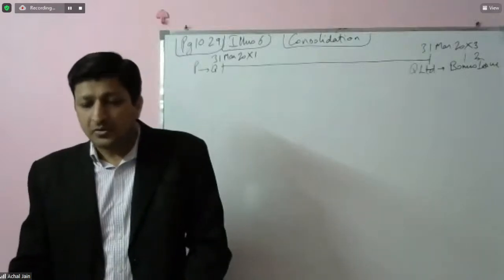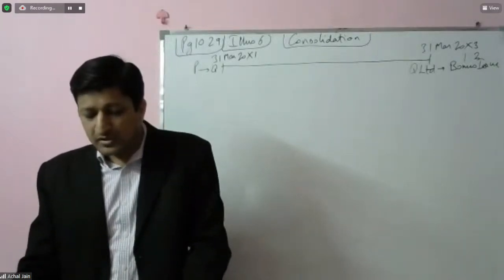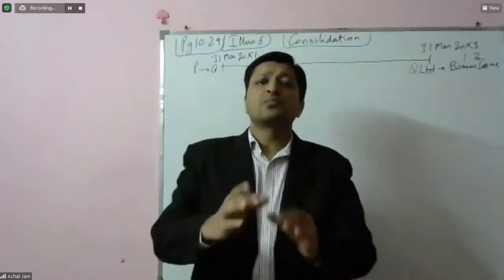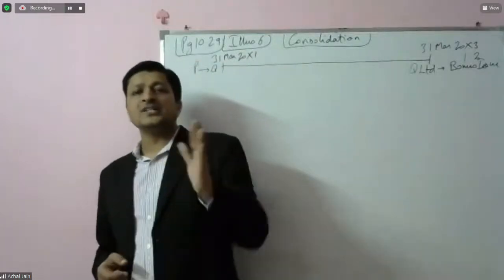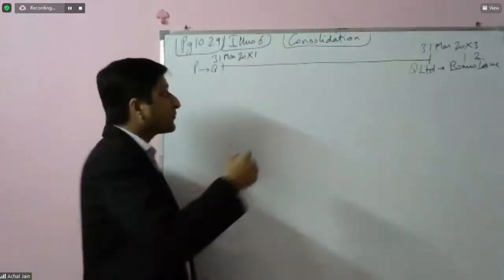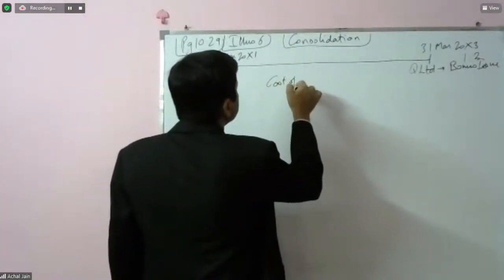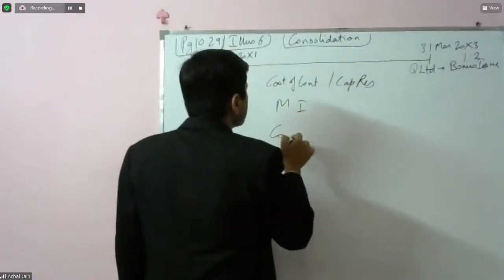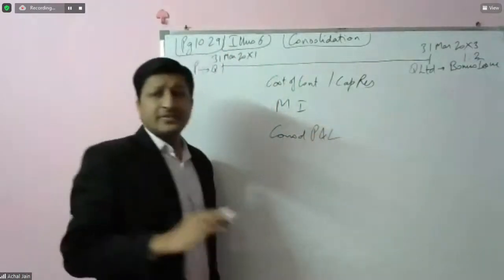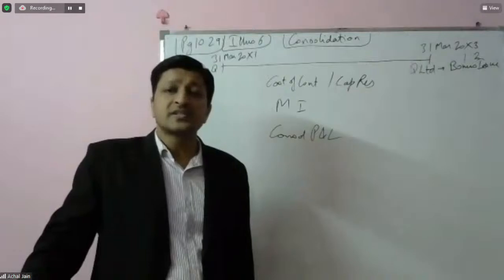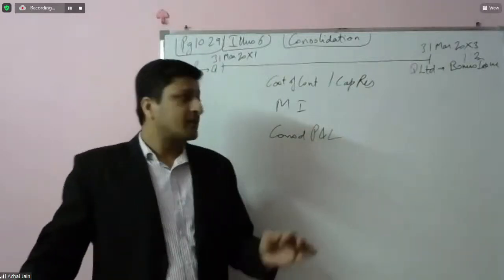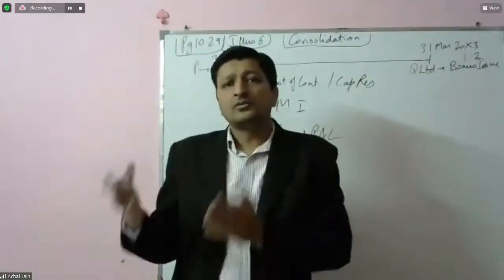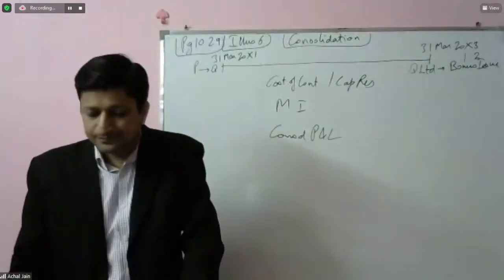And there are 2 scenarios you need to consider: before the issue of bonus shares, and immediately after issue of bonus shares. Means we need to just check whether this bonus issue will have any impact on these 3 things or not. So what are these 3 things? Cost of control or capital reserve, minority interest, and consolidated P&L. These 3 things are required to be computed. And for these 3 things, very simply we need to check whether they will be impacted by this bonus issue or not. If they will be impacted by the bonus issue, we need to recompute. Yeah, as simple as that. Okay.